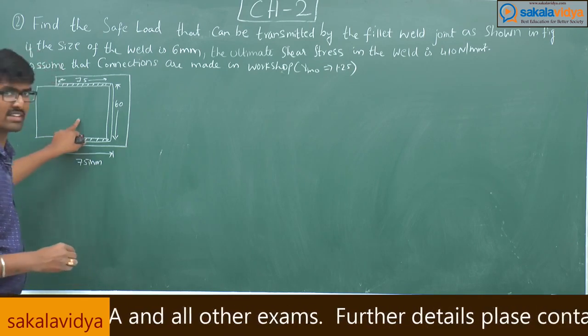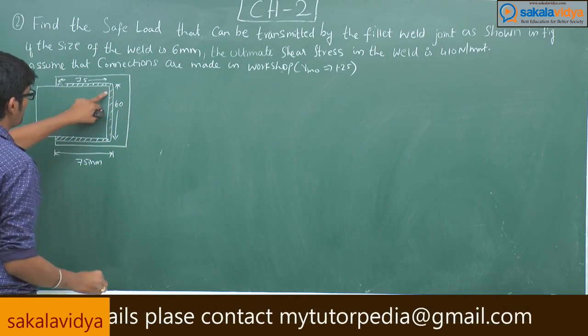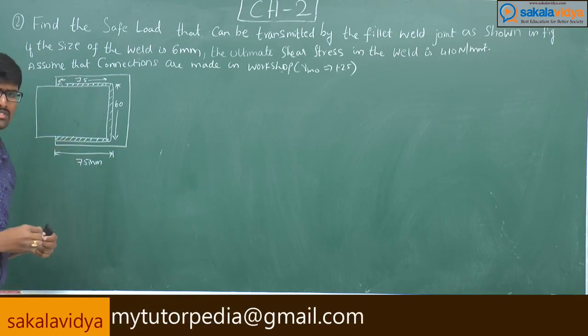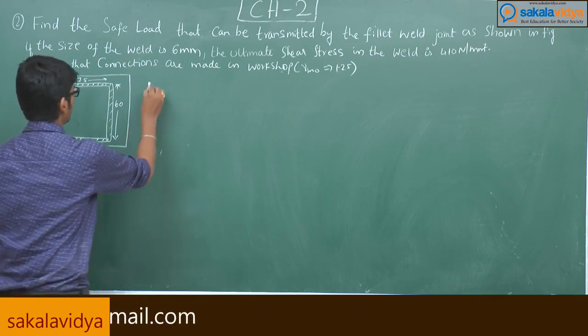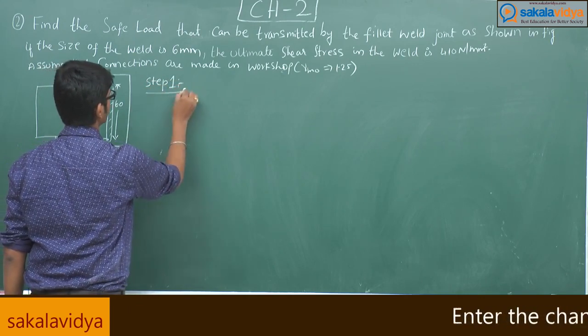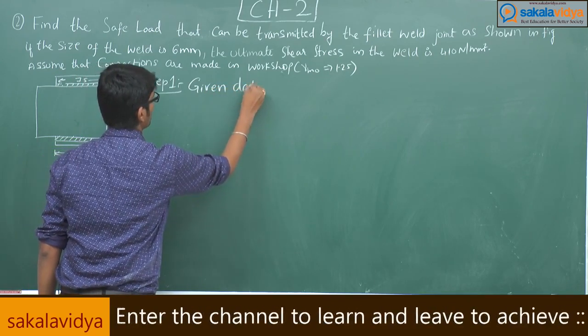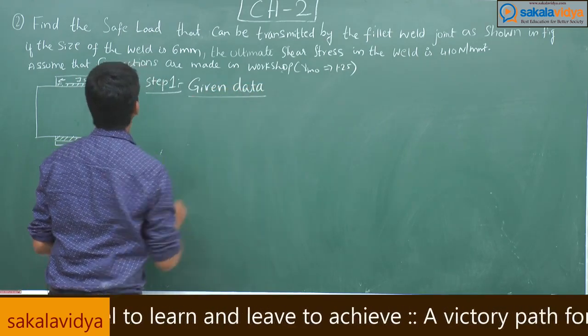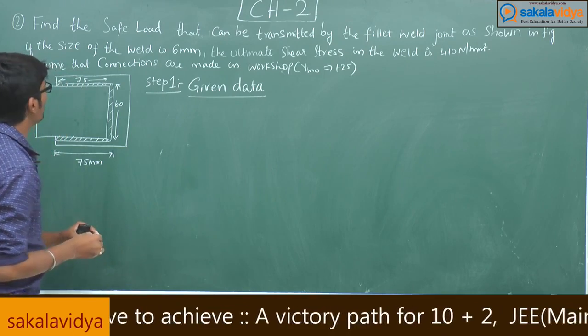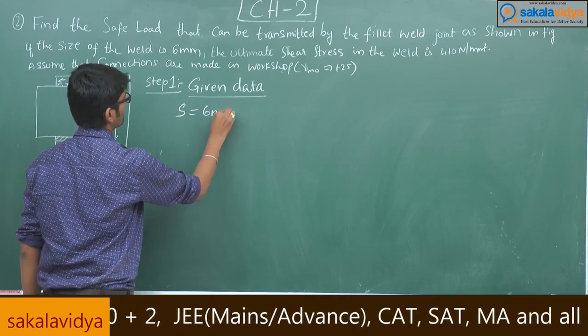So this is the figure given in the question. Welding is done from here to here, here to here, here to here. So what is the first step? You have to write the given data. Step 1, given data. So what is given in the question? Size of the weld, that is S is equal to 6 mm.